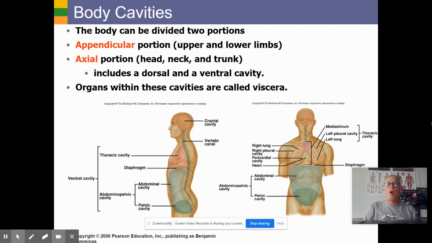All of the organs are in these cavities, and we call them viscera. You might have watched a horror movie or read a book with somebody that eviscerated someone, and that means that they cut them and their organs fell out. Kind of gross.